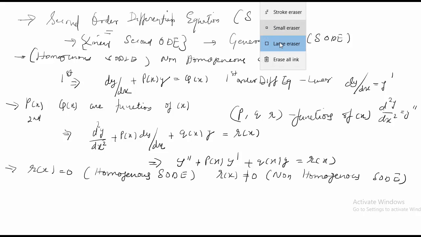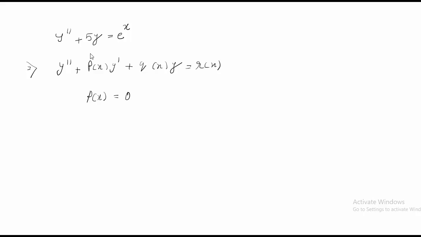So just taking examples, if I have an equation like y double dash plus 5y is equal to e raised to x, then if I am considering the standard form, y double dash plus p of x into y dash plus q of x into y is equal to r of x, my p of x is equal to 0 here, my q of x is equal to 5 here, and my r of x is equal to e raised to x here.